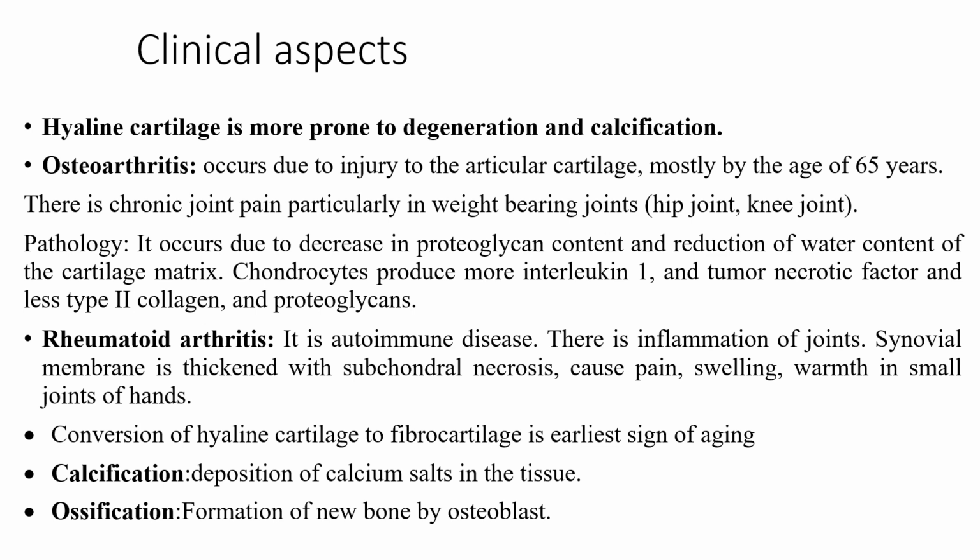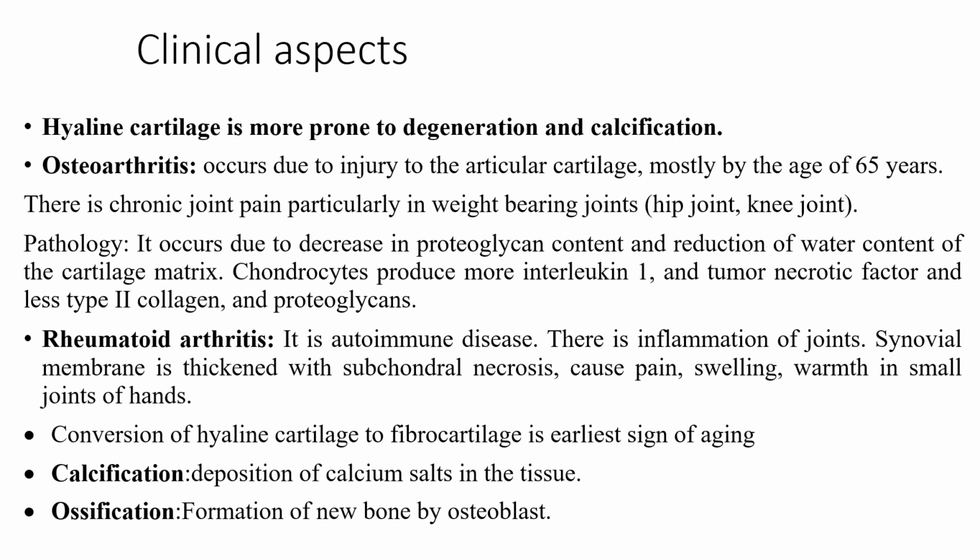Hyaline cartilage is more prone to degeneration and calcification, and there are two clinical entities related to hyaline cartilage. First is osteoarthritis. Osteoarthritis is a degenerative disease, mostly seen by the age of 65 years. Wherever a joint is formed, the bone is covered by articular cartilage. As age advances, there are degenerative changes in articular cartilage, and due to this there is chronic pain in the joints, particularly those that bear weight, like the hip joint and knee joint. The second clinical entity is rheumatoid arthritis.